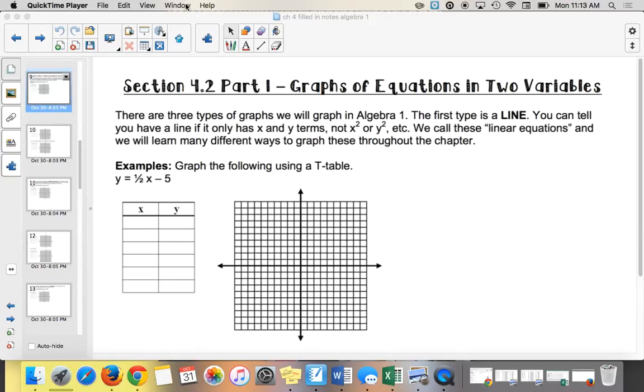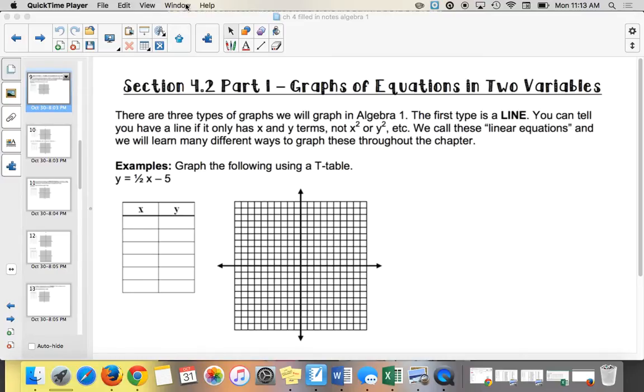To part one, graphing using a t-table or a chart. We are going to do a little bit of review of this. There are going to be three types of things that we're going to graph in Algebra 1. The first one is going to be a line. You'll be able to tell that it's a line when you have x to the first and y to the first. The next thing we're going to graph is a parabola.